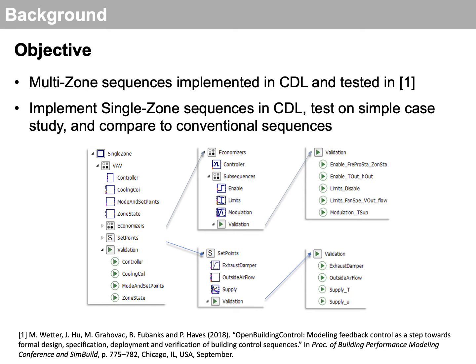So the objective of this paper is really to focus on the single zone sequences and how we've implemented them in CDL, tested them on a simple case study, and compared their performance to more conventional sequences we've seen in the past. There is a previous paper published in 2018 that's referenced on the bottom there that focused on the multi-zone sequences and implementing them in CDL and showing their performance in a closed-loop simulation. But here we focus on the single-zone sequences.